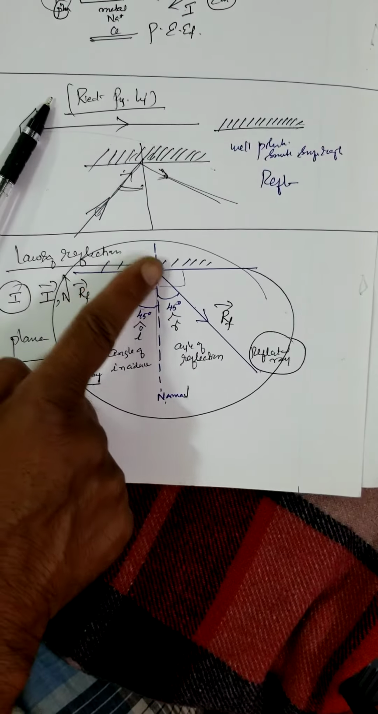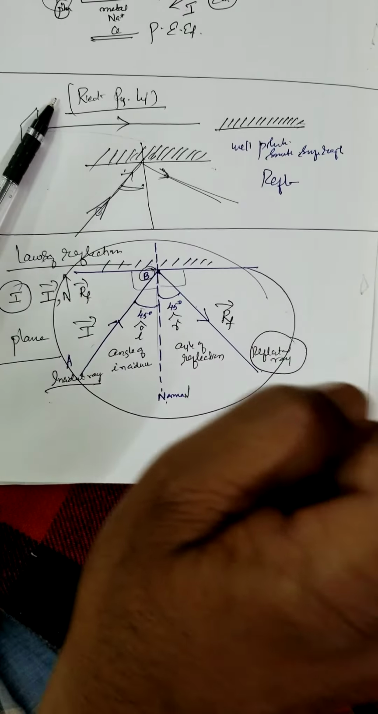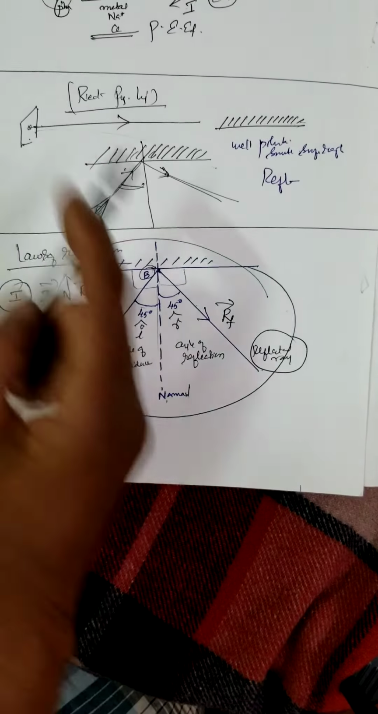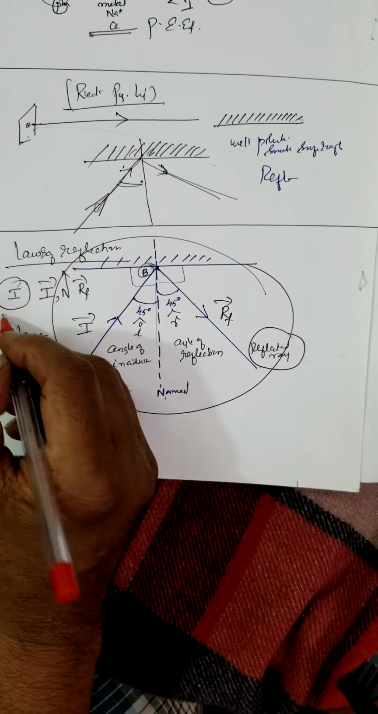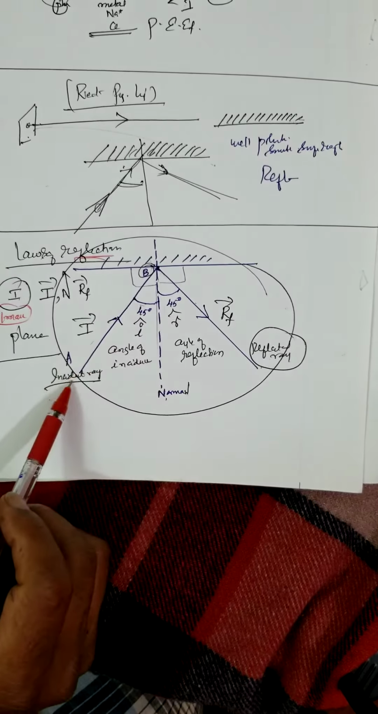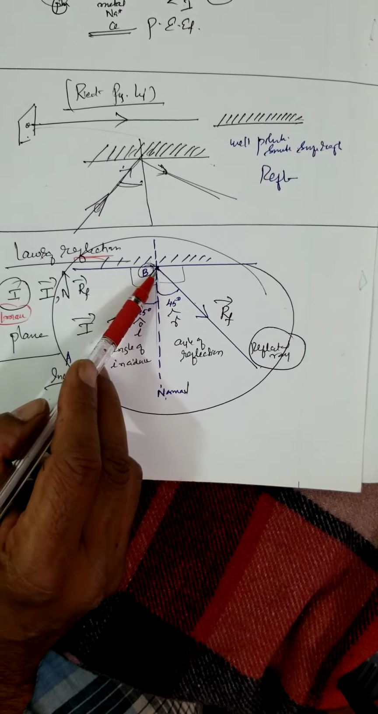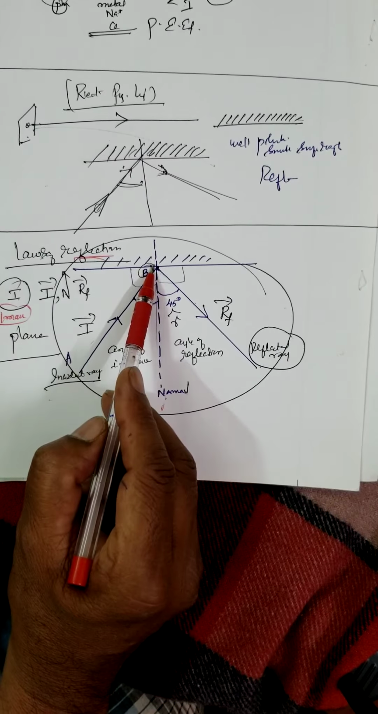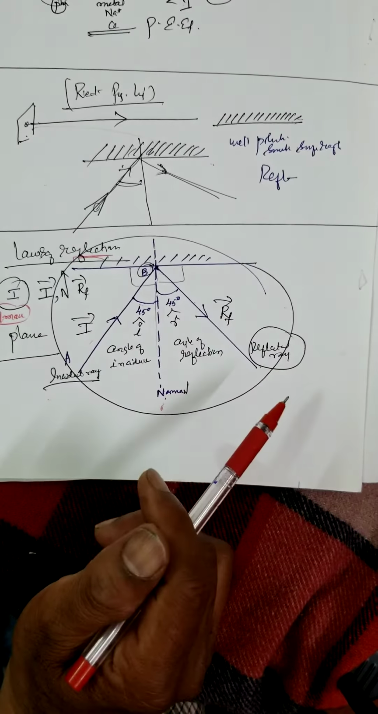The ray comes here and comes back. It is not coming and going somewhere up. Everything is in the same plane, the plane of the paper. Therefore, for the first law, they'll ask you for 1 mark: state the first law of reflection. What is that? The incident ray, reflected ray, and normal at the point of incidence all lie in the same plane.